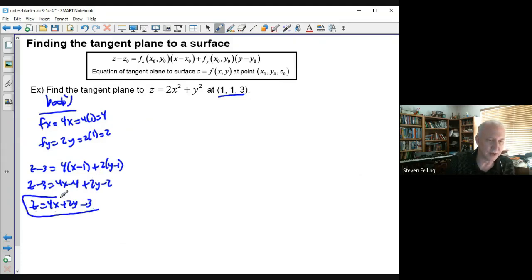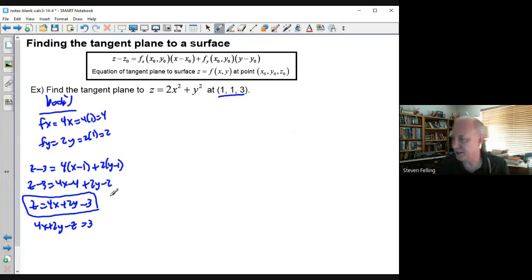So this is the way the book expresses the answer. Or we could rearrange it and say it's 4x plus 2y minus z equals 3 if I move these around. And that looks more like the equations we're used to seeing. That's the book's method. I'm going to show you another method that ties in maybe a little better to the way we've done it. You can use the book's method. It requires kind of memorizing that equation. But you could also do this.